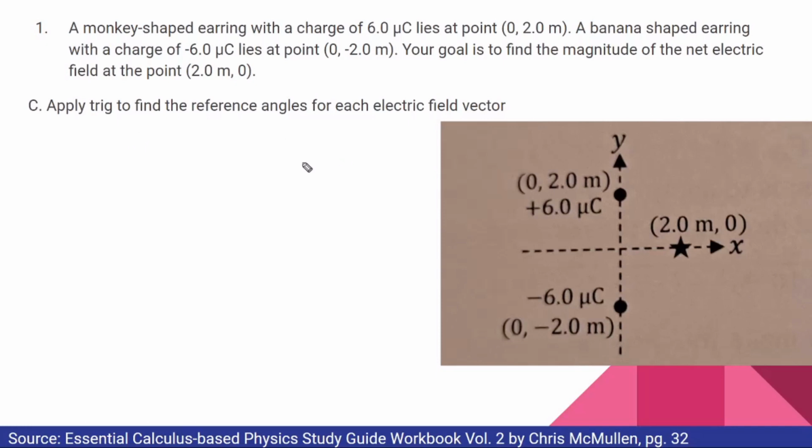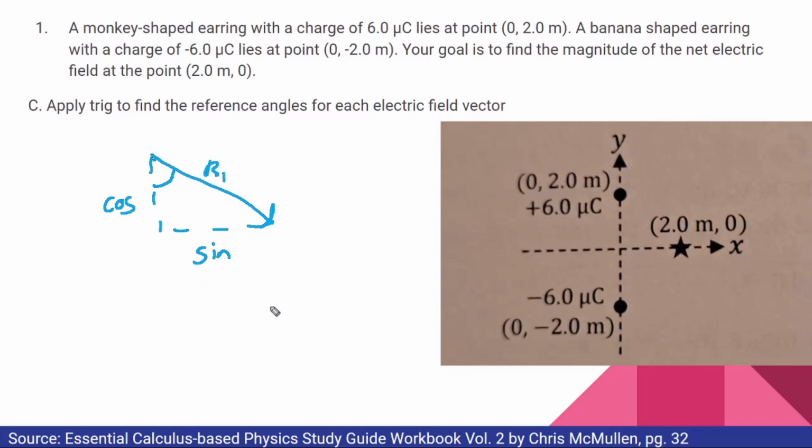Now we need to use trig to find the reference angles for each field vector. Let's take a look at R1 to start off with. So we know that the vector is going to look like this. And since we're using this angle here as our reference angle, we know that opposite is going to be sine, and the adjacent is going to be cosine.